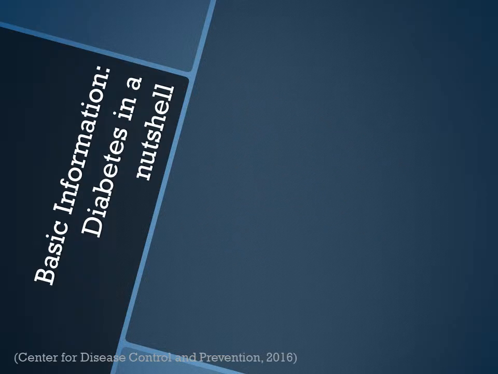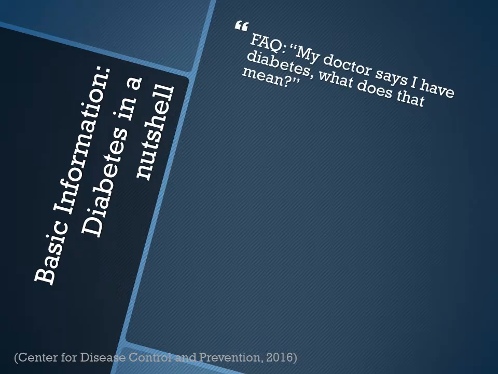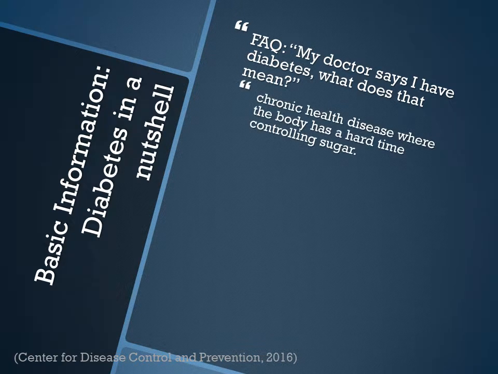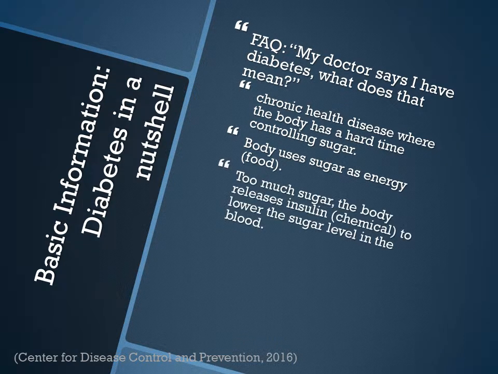Here is basic information, diabetes in a nutshell. I designed this as frequently asked questions, or FAQs, of a patient learning that they have been diagnosed with diabetes. My doctor says I have diabetes. What does that mean? Well, diabetes is a chronic health disease where the body has a hard time controlling sugar. You see, your body uses sugar as energy, which comes from food. Too much sugar and your body detects this and will release a chemical called insulin to lower the sugar levels. Most people fall into 2 types of diabetes.